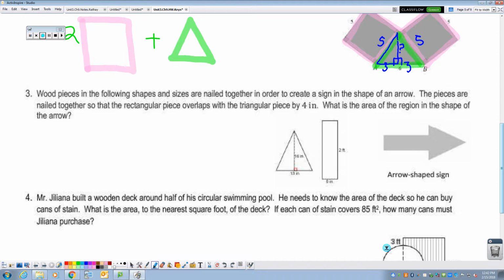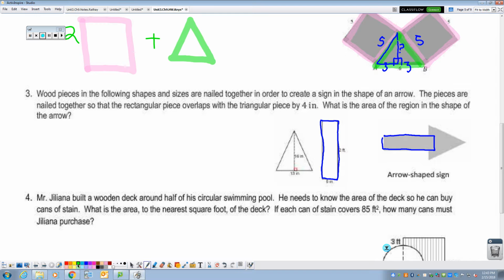The next one is similar. Wood pieces are nailed together to create a sign in the shape of the arrow. They're nailed together so the rectangular piece overlaps with the triangle by 4 inches. So that question is a little bit evil because it's not just the rectangle plus the triangle. It's actually saying that the rectangle overlaps this triangle. It cuts into it by 4 inches. So that is really my rectangle right there. So when I'm doing the area, it's not just the triangle plus the rectangle.